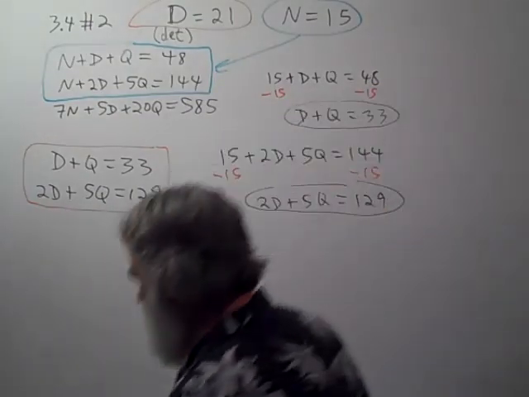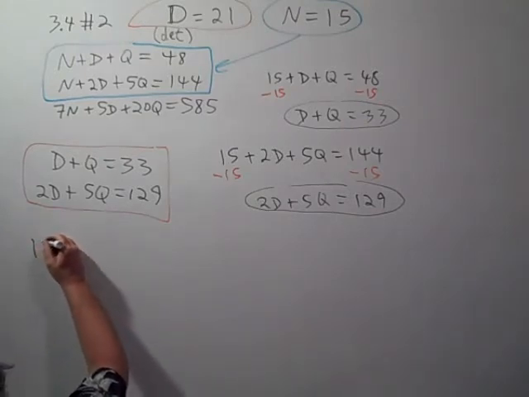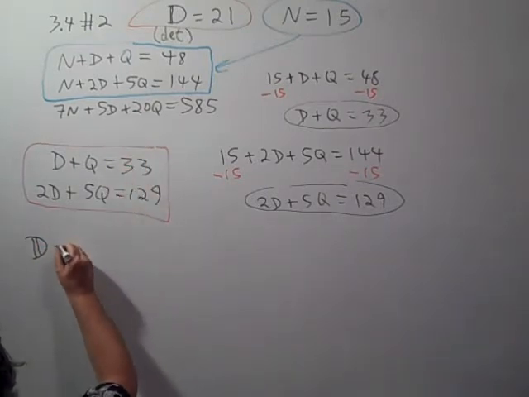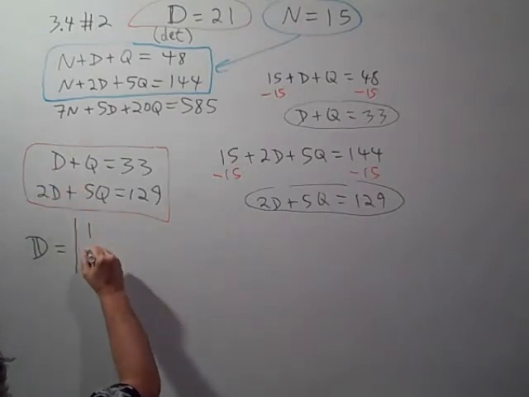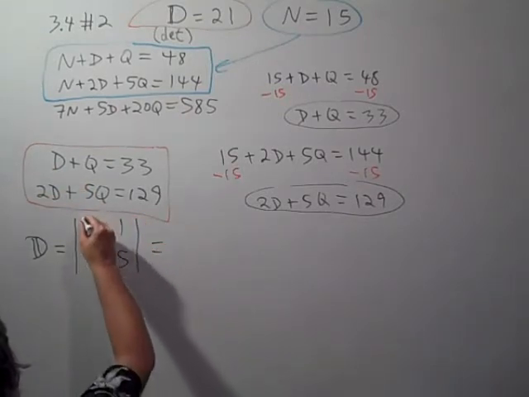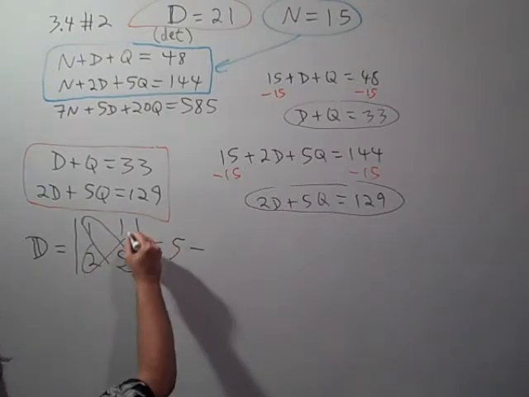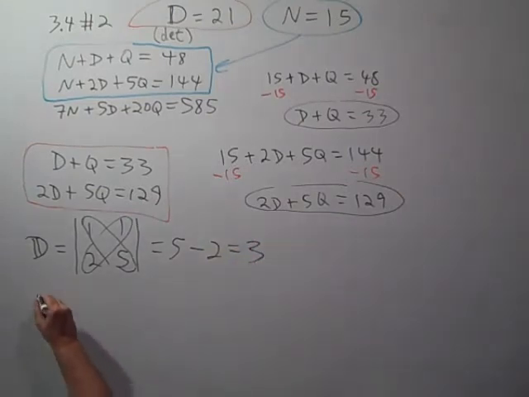To solve this linear system, we'll use Cramer's rule again. So our new d, this is our new improved determinant, not the same as that one. 1, 1, 2, 5. So this is going to be 5 times 1, which is 5, minus 2 times 1, which is 2. So this one equals 3.